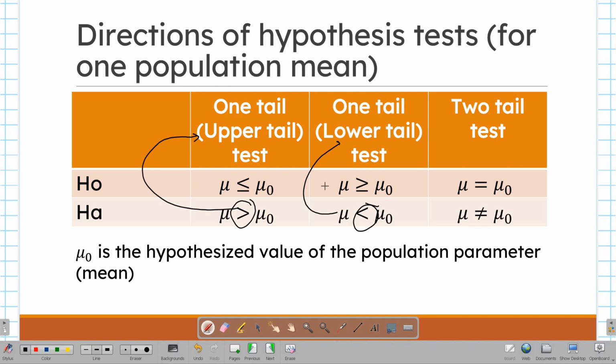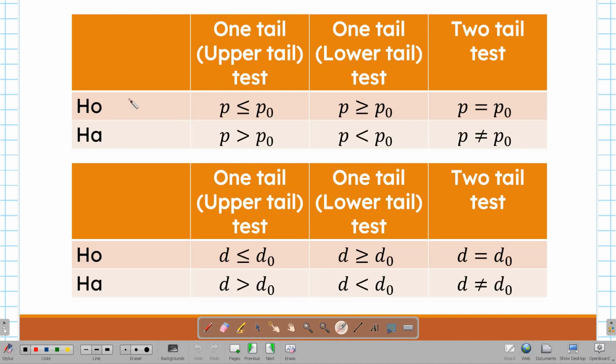Now, the third one is two-tailed because it doesn't say whether one is bigger or not. It only says that the population mean is not equal to mu sub 0, which is the hypothesized value of the population parameter, which can be the sample mean. So, it doesn't say one is bigger than the other, just says that it's not equal, hence we have a two-tailed test. Now, we don't just test whether the population mean is equal to the hypothesized mean. We also test proportion. That's why we have P here. And we also test D. This actually stands for difference.